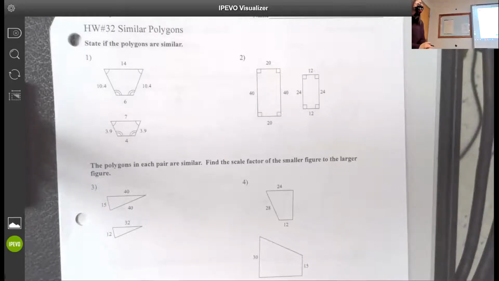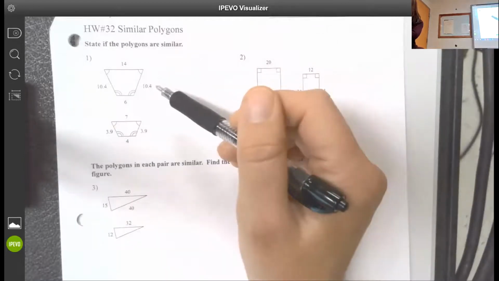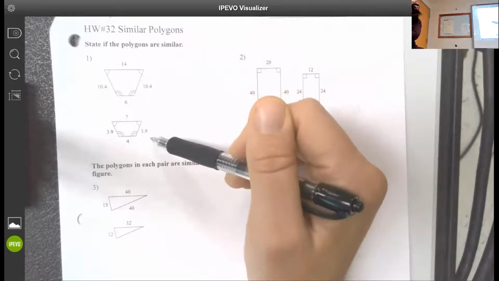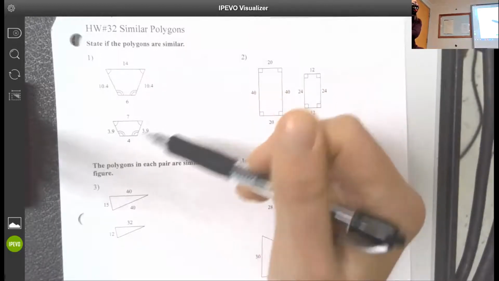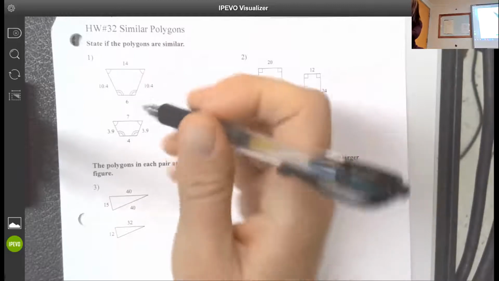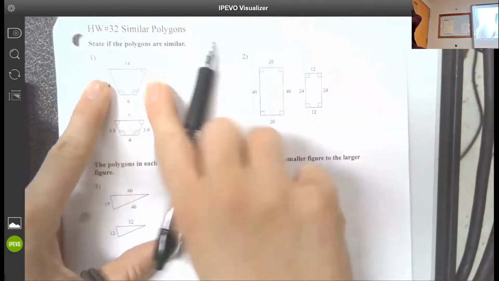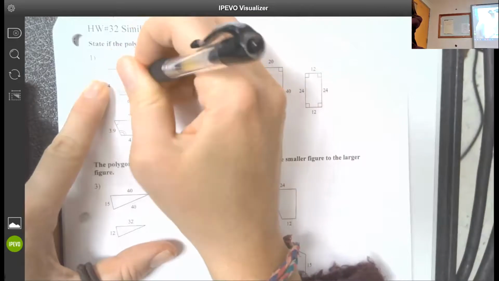I'll just quickly talk through the first few, and then we'll look at a few proportions that are a little more challenging before moving on. One thing I'll say on number 1, I'm not going to look at these decimals unless I absolutely have to. It's asking me to decide if they're similar. I'm going to start with the sides that aren't decimals, and that's going to be enough.